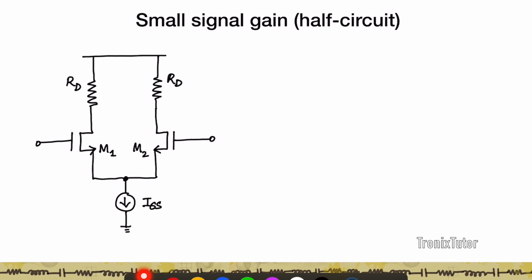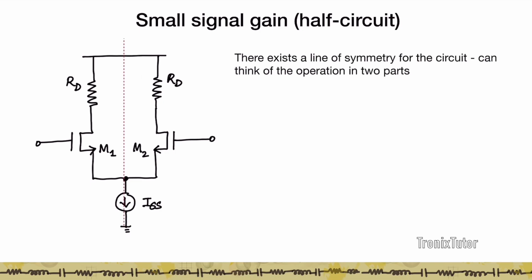Now let's look at the circuit using the concept of half circuit. So again, let's revisit the circuit here, and let's try and understand a different method of analyzing the circuit. The first thing you see in this circuit is there exists a line of symmetry, around which the circuit is essentially identical on either side, right? And so what we can do is think about the operation of the circuit in two parts, one on either side of the line of symmetry.